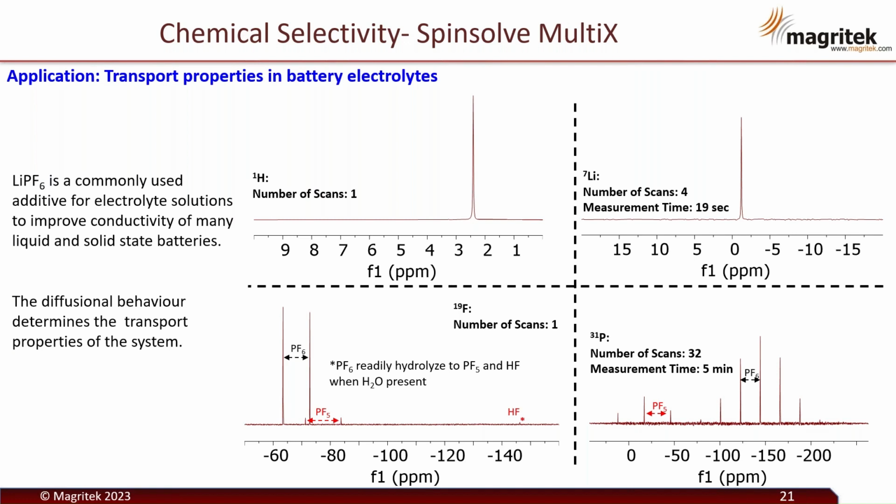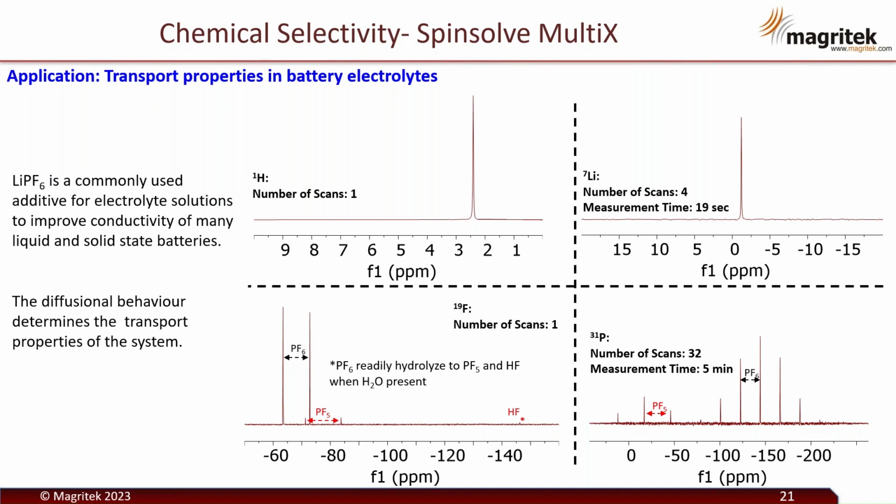We also see a PF5 and an HF signal in the fluorine, just due to the presence of water within our DMSO. That's going to hydrolyze the PF6 into both PF5 and HF. But using fluorine NMR, we can actually calculate the concentration of those particular species if we wish. And we also see the same thing within the 31P spectrum, which takes about 5 minutes to obtain.